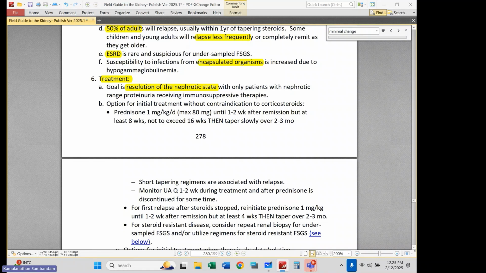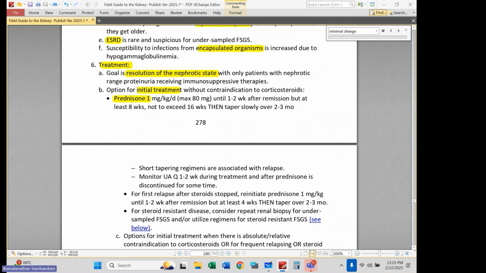Okay. Now, for the initial treatment, we generally are using steroids. I don't go much more than 80 milligrams, even if you're a big person. I'm generally shooting for 60 to 80 milligrams. Okay. How long do we treat? If you're an adult, in children, we treat shorter. In adults, it would be reasonable to treat for at least 8 weeks.